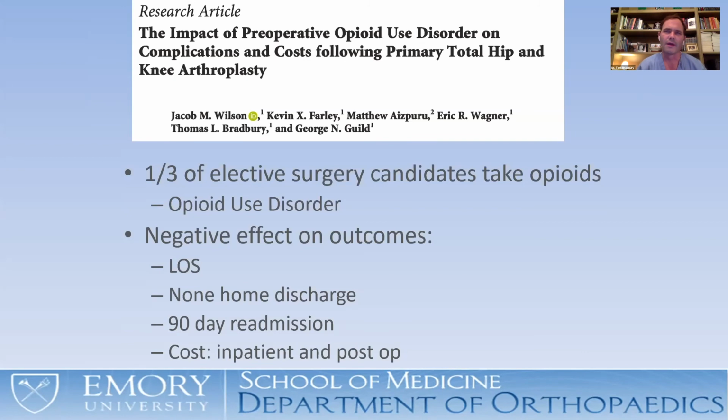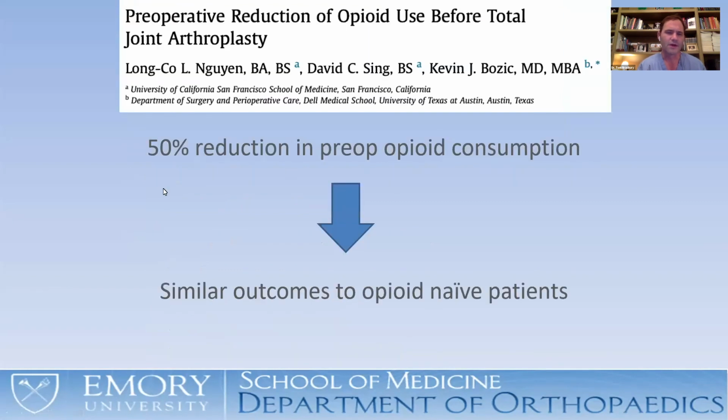Opioids, it's frightening to consider that about 1/3 of all people that are considering elective surgery are chronic opioid users. We published a study this year looking at the diagnosis of opioid use disorder, which is a little bit more of a severe issue than regular opioid use. But our study indicated that folks with opioid use disorders, no surprise, had a dramatic increase in length of stay, non-home discharge, 90-day readmission, and cost, both on the inpatient side and the postoperative side. But it's nice to know that you can intervene.